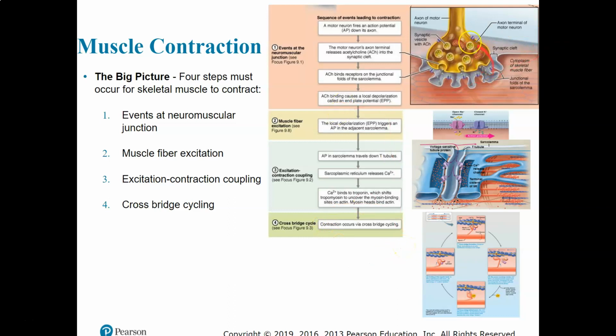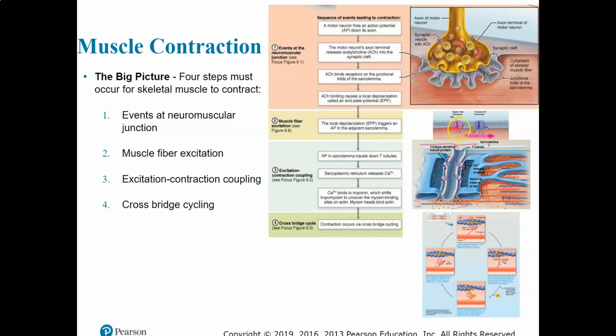So at the neuromuscular junction, acetylcholine is released from the axon terminal. Acetylcholine binds to acetylcholine receptors. Acetylcholine receptors open. Sodium enters the cell, depolarizes the cell, makes it less negative. If that depolarization at the end plate potential reaches threshold, that triggers an action potential by opening up voltage-gated sodium channels. That action potential travels along the sarcolemma, causing more voltage-gated sodium channels to open.